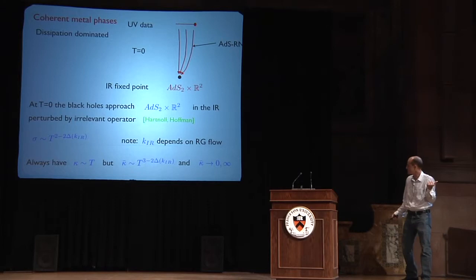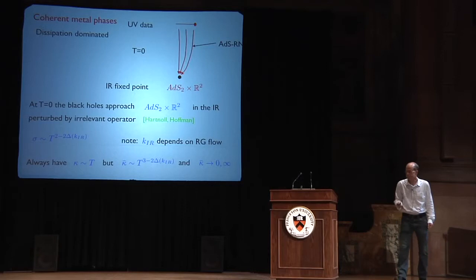Another new result is that for these black holes, the thermal conductivity always scales like T, but kappa bar, the other thermal conductivity, has this scaling. So while this is always going to vanish, they're going to become insulators at zero temperature, kappa bar can either go to zero or infinity, depending on the scaling of this irrelevant deformation.